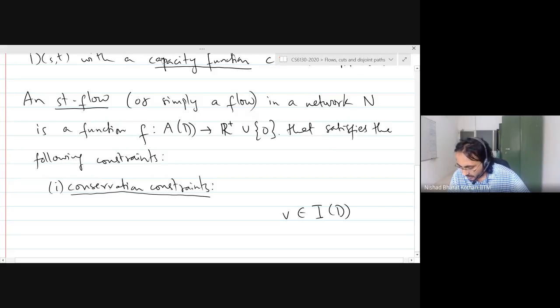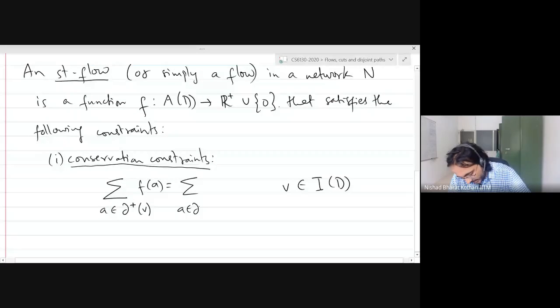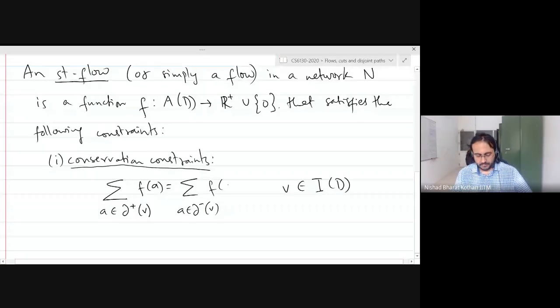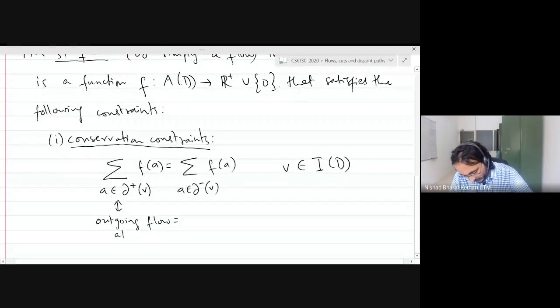I need a little bit more notation, but it's okay. What I want is the sum of the flows on the arcs going out of V to be the same as the sum of the flows on the arcs coming into V. So in colloquial terms, the outgoing flow at a vertex V is equal to the incoming flow at the vertex V.